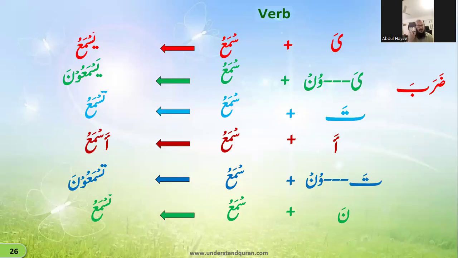From daraba: yadribu, yadribuna, tadribu, adribu, tadribuna, nadribu. Alima: ya'lamu, ya'lamuna, ta'lamu, a'lamu, ta'lamuna, na'lamu. Amila: ya'malu, ya'maluna, ta'malu, a'malu, ta'maluna, na'malu.